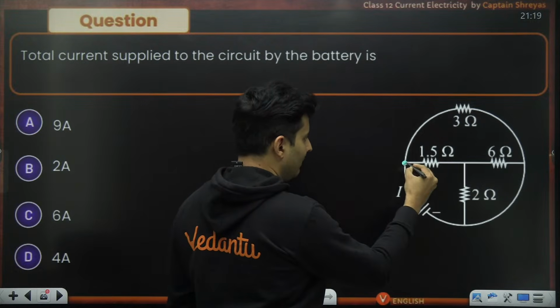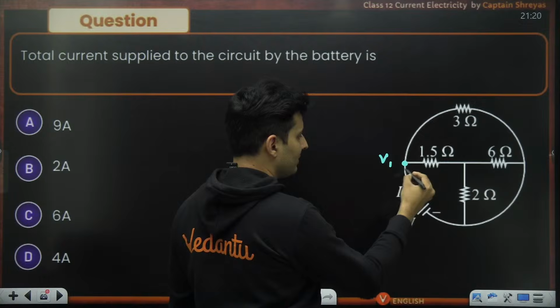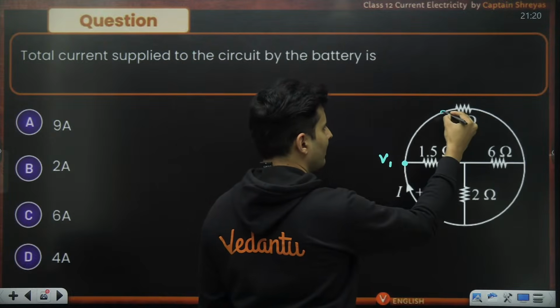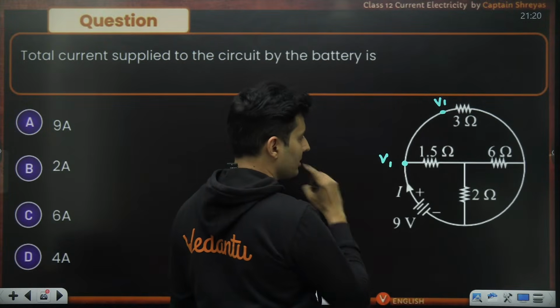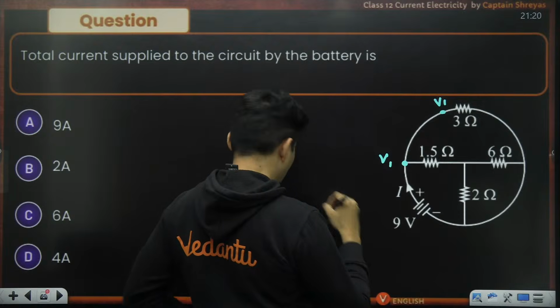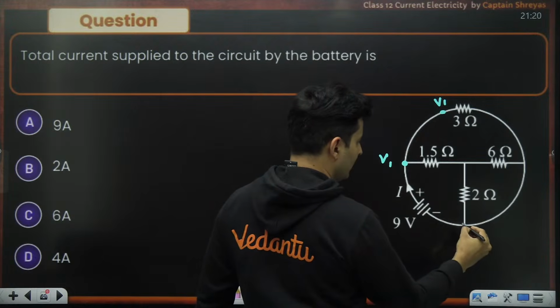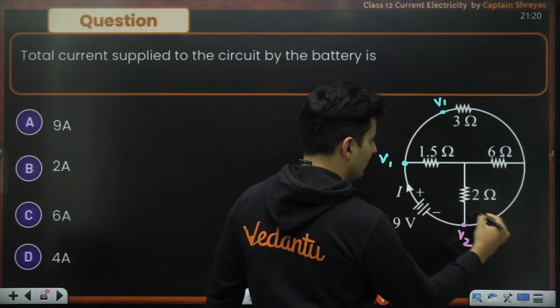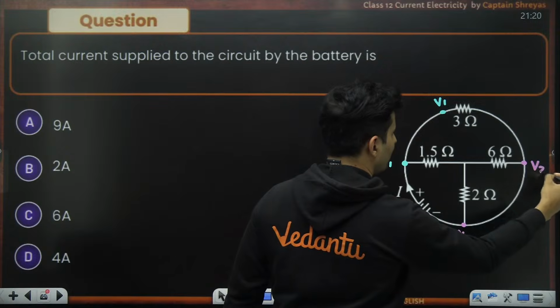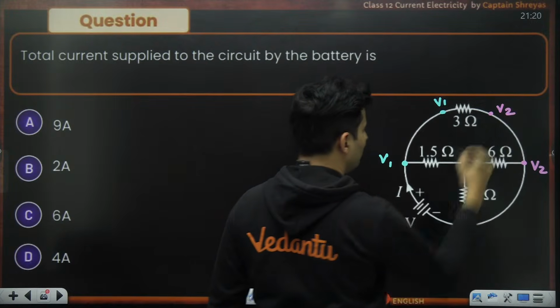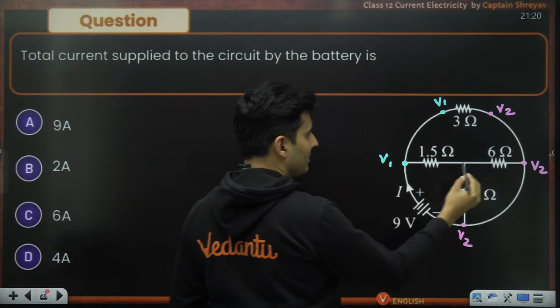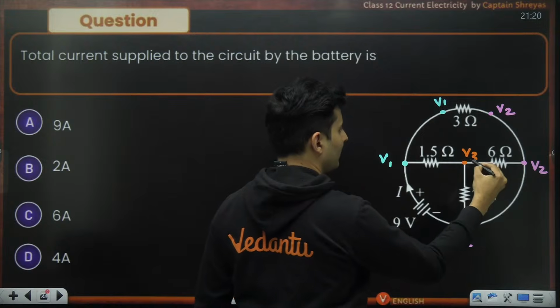Let me take this point. Let me assume this as V1 voltage. Same V1 is also there here, only till this point. Then let me take this point as V2 voltage. Same thing is there till here and here also and here also. And there is some resistor in between. So this will be something else.